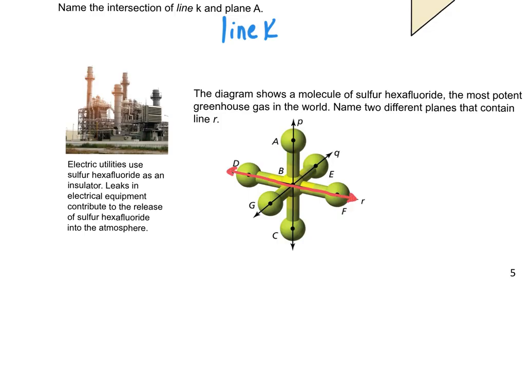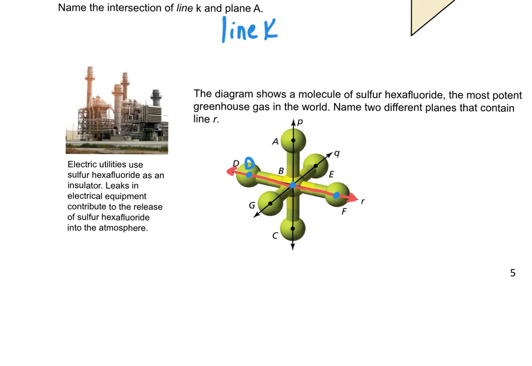Okay, so line R is this line right here. It has multiple points that lie on it. It has D, it has B, and it has F. Okay. So first of all, when I name a plane that contains line R, I need to use 2 out of those 3 points. I can't use all 3 because then they would be collinear and they would not be on the same plane. So I'm going to pick 2 of them.